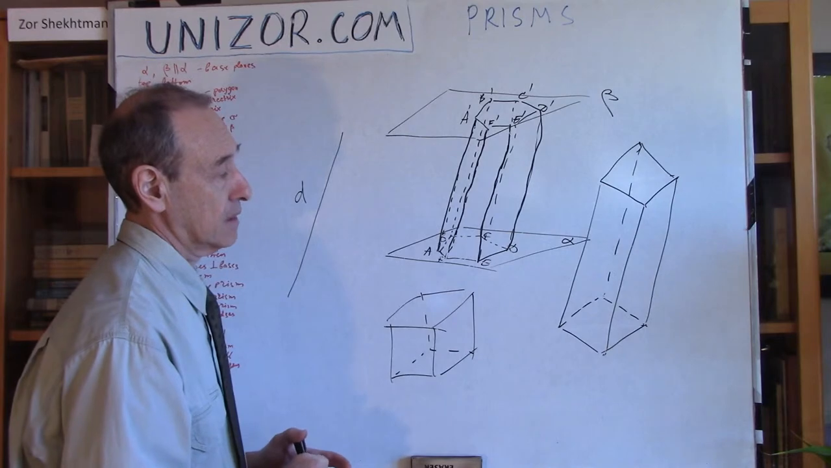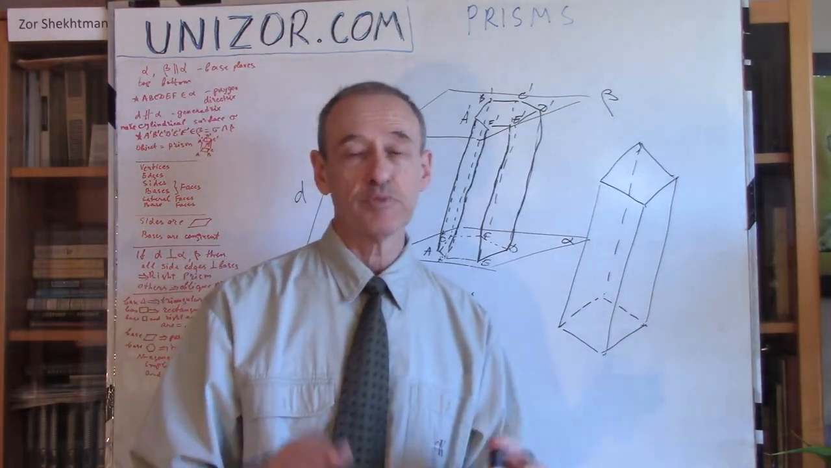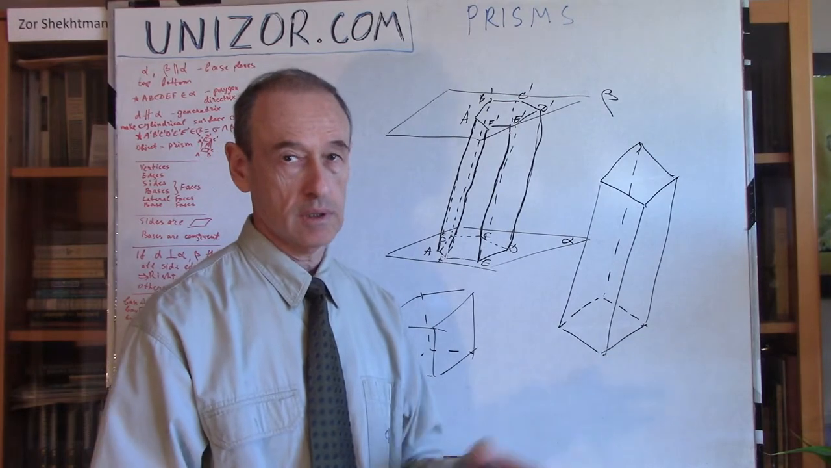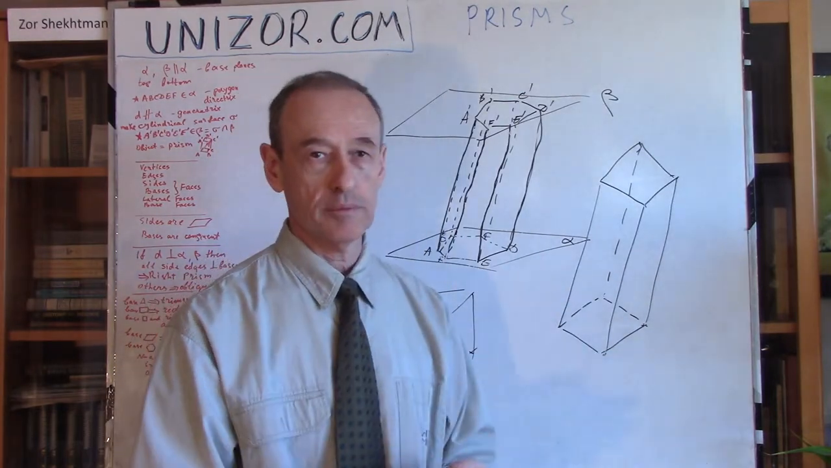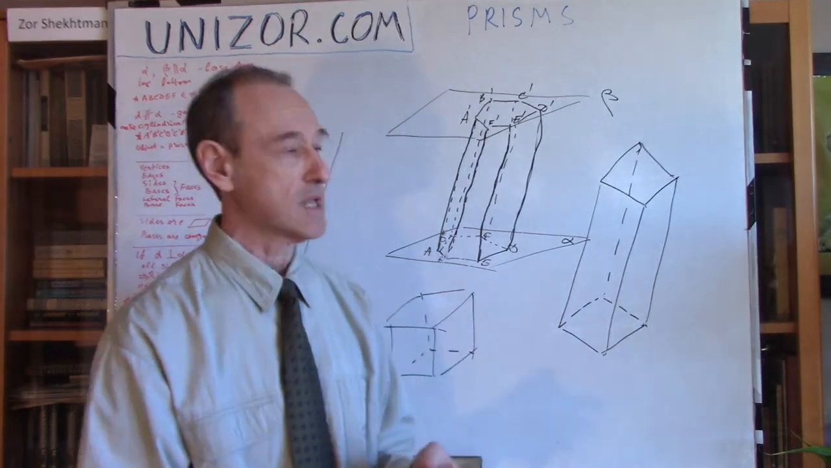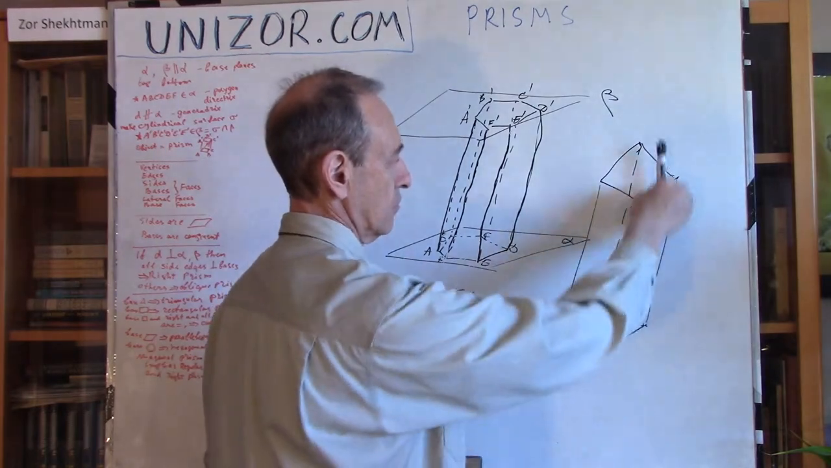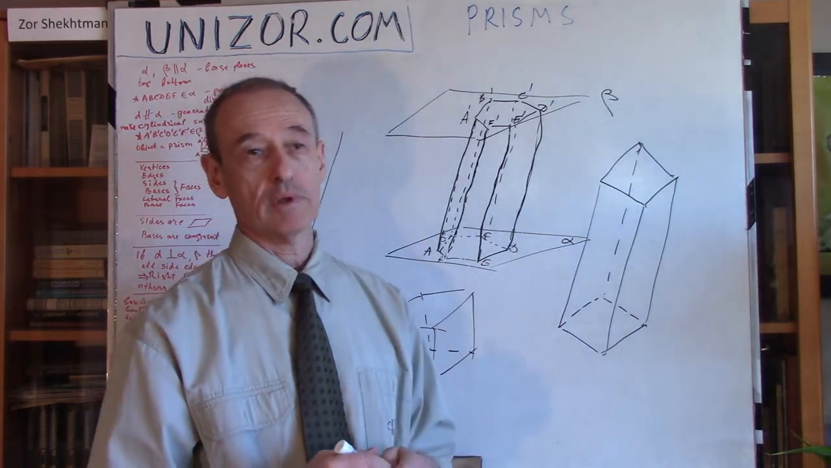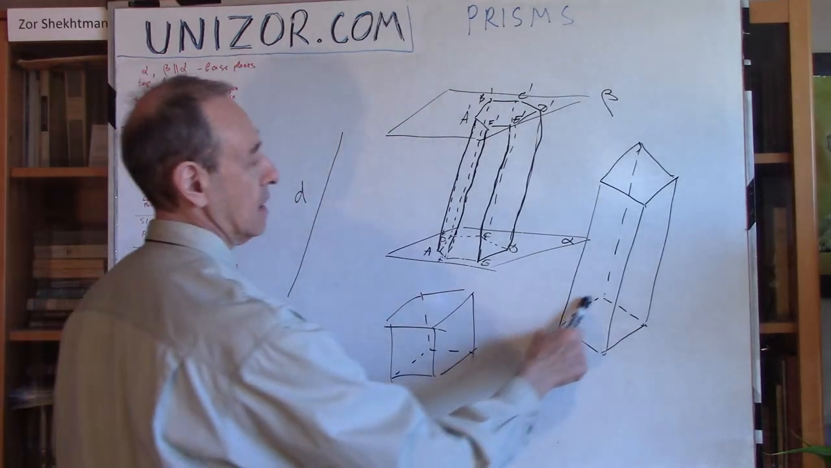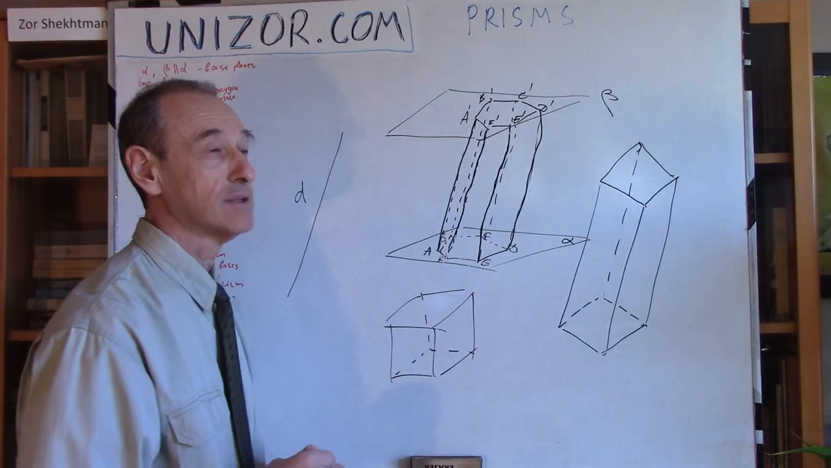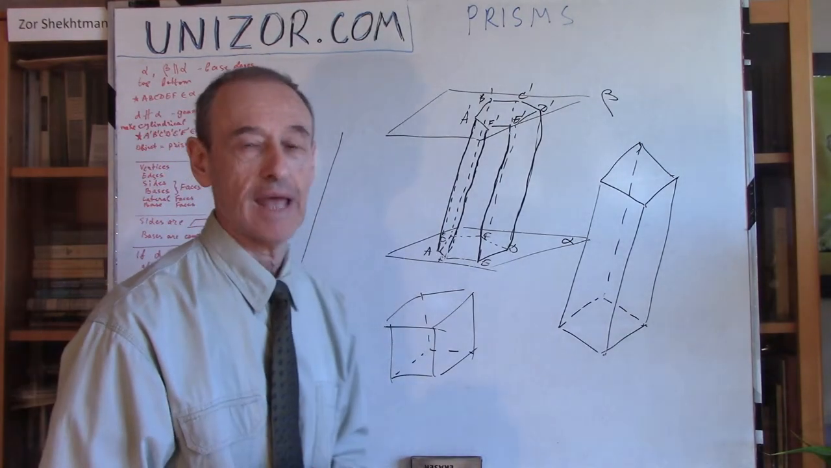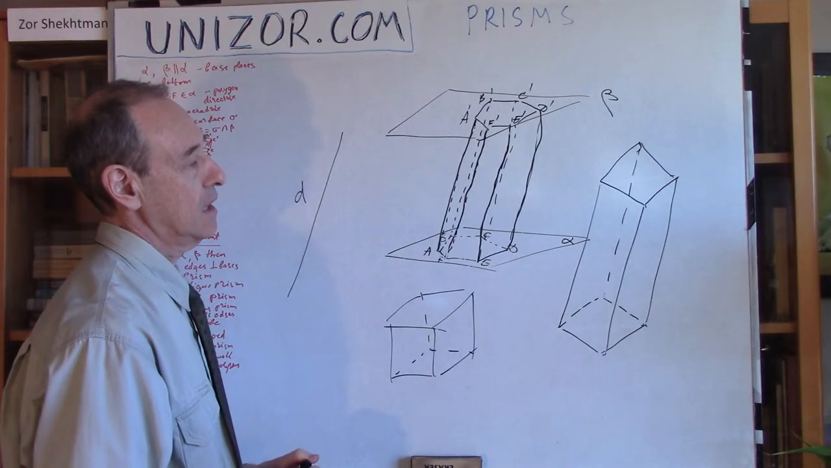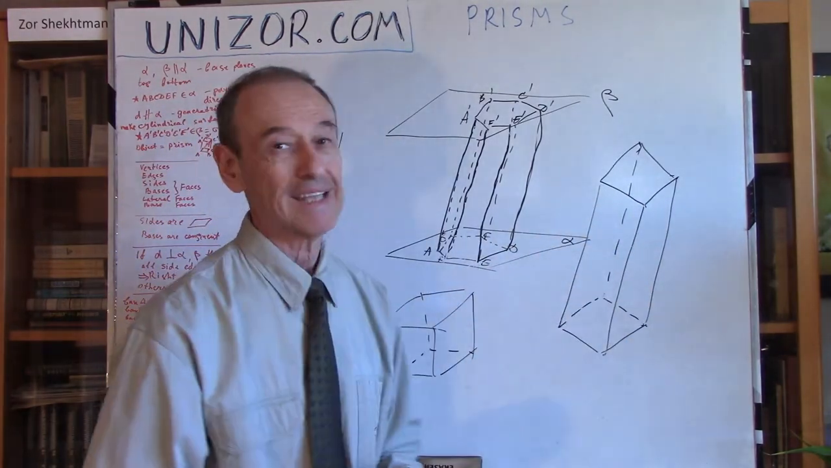Now, there is another special kind of prism. If you have a regular polygon with n vertices, like a regular polygon with 5 vertices, or with 25 vertices, doesn't matter, and it's a right prism, which means all these edges are perpendicular to the base, then we usually can talk about a regular n-gonal prism. So that is the regular polygon with n sides and n vertices at the base, and it's a right prism.